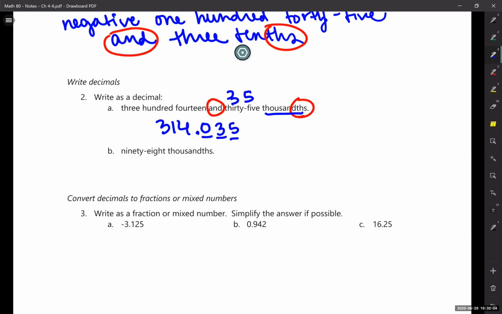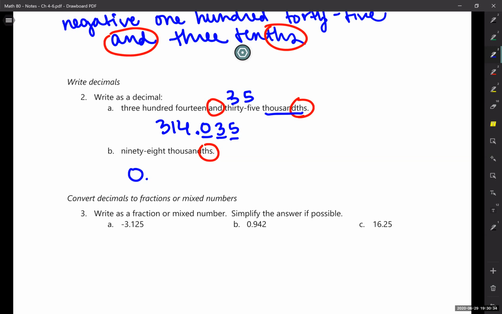Now for part B, I do not have the word and, but I do have this TH word. So I do know that a decimal is involved. So if they only give you those last few words and there's no and, that means there's nothing before the decimal. So I can just write a 0. I don't need to say nothing and 98 thousandths. That's unnecessary. I can just say 98 thousandths.